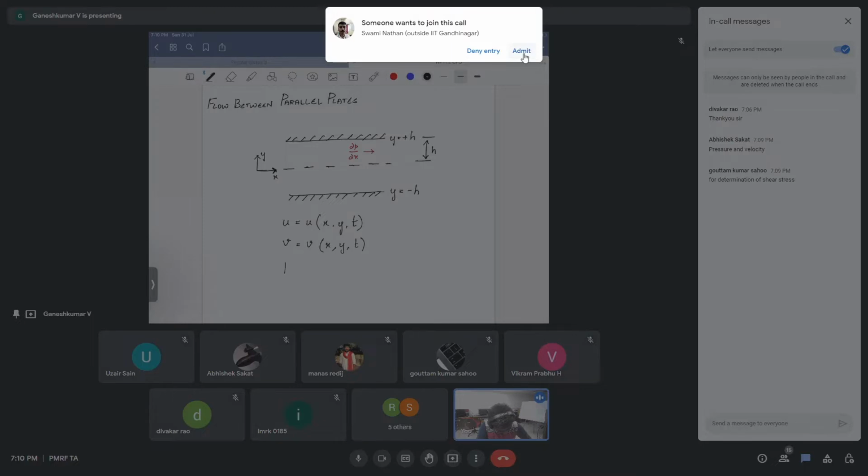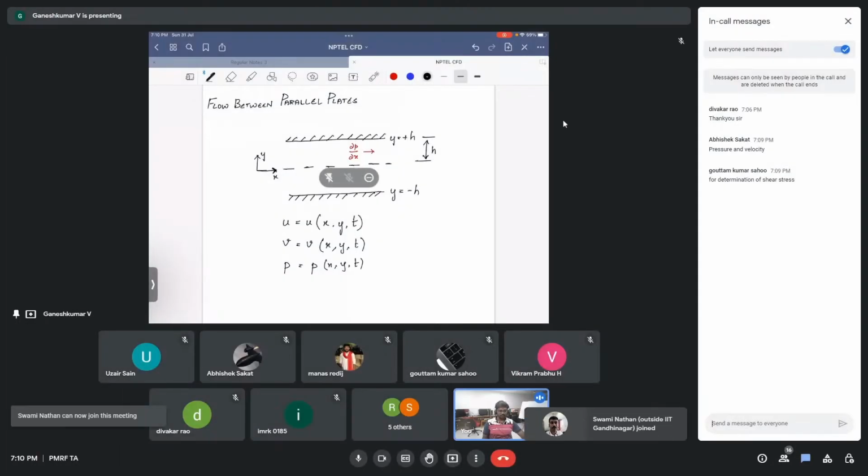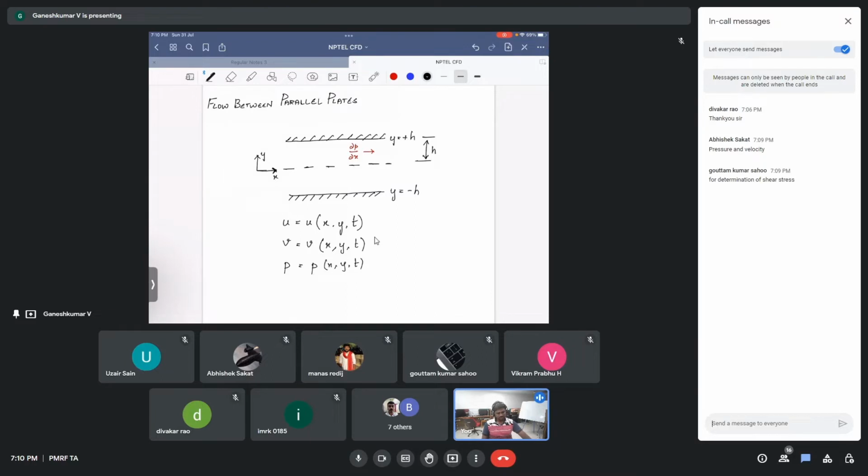V is also going to be a function of x, y, and t. And similarly, there's a pressure. Pressure can also be a function of x, y, and t. So if we look at these three parameters, two velocities and pressure, all are functions of x, y, and t. So solving this complex system is going to be problematic.